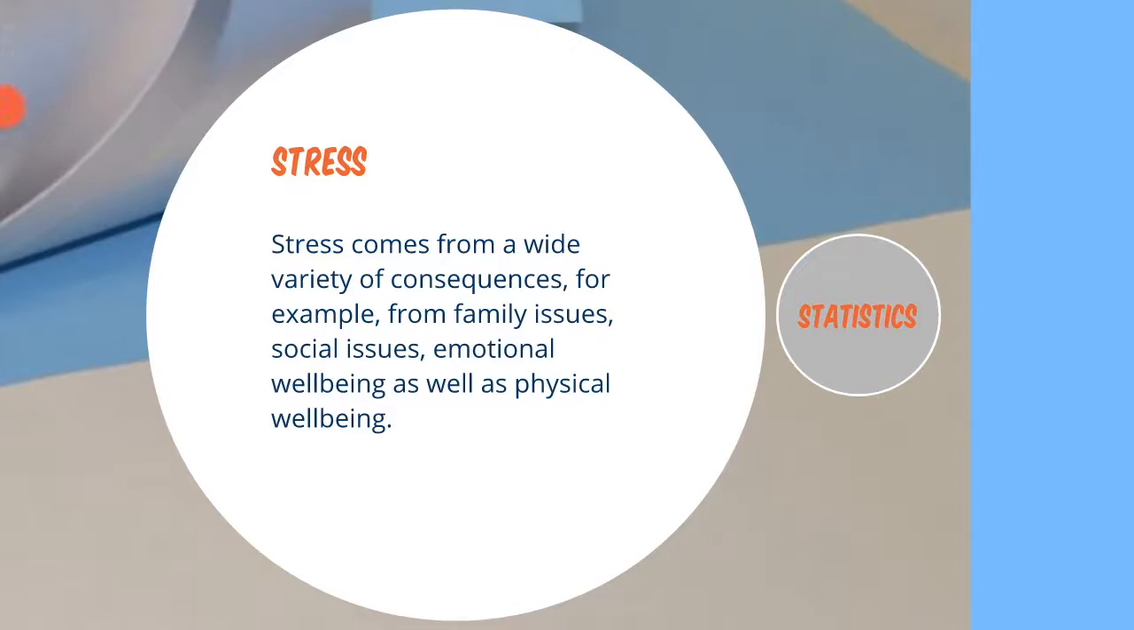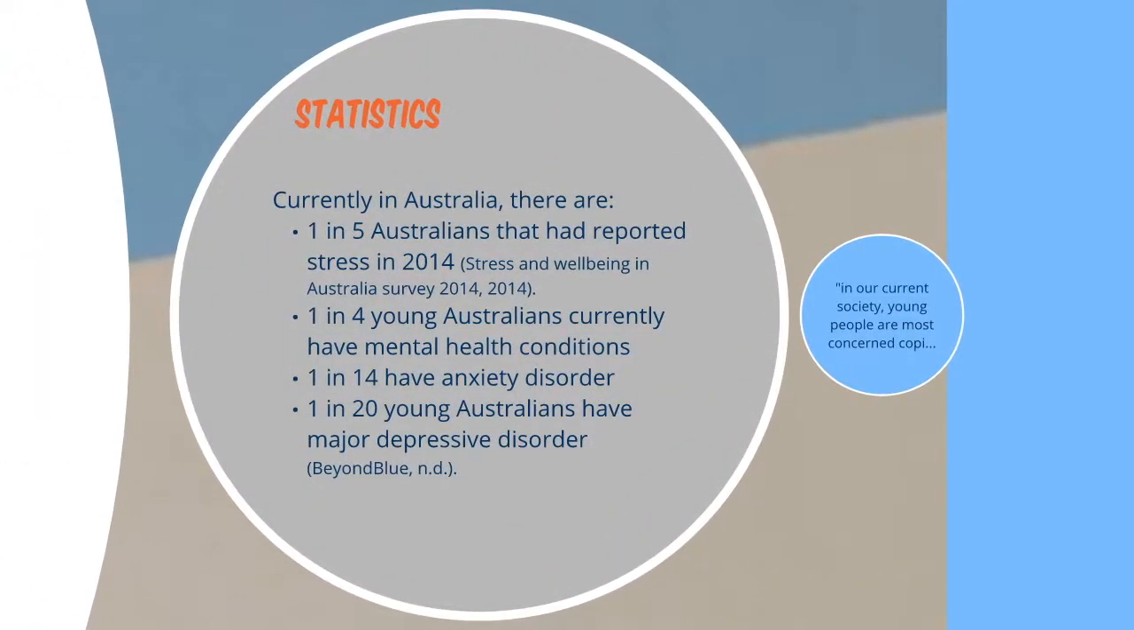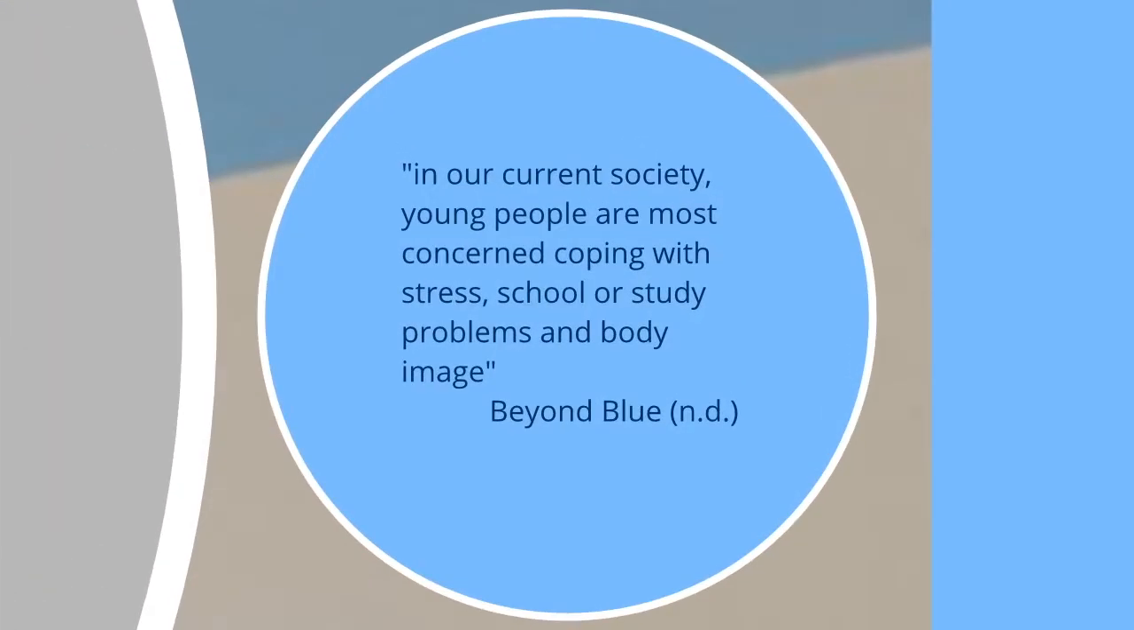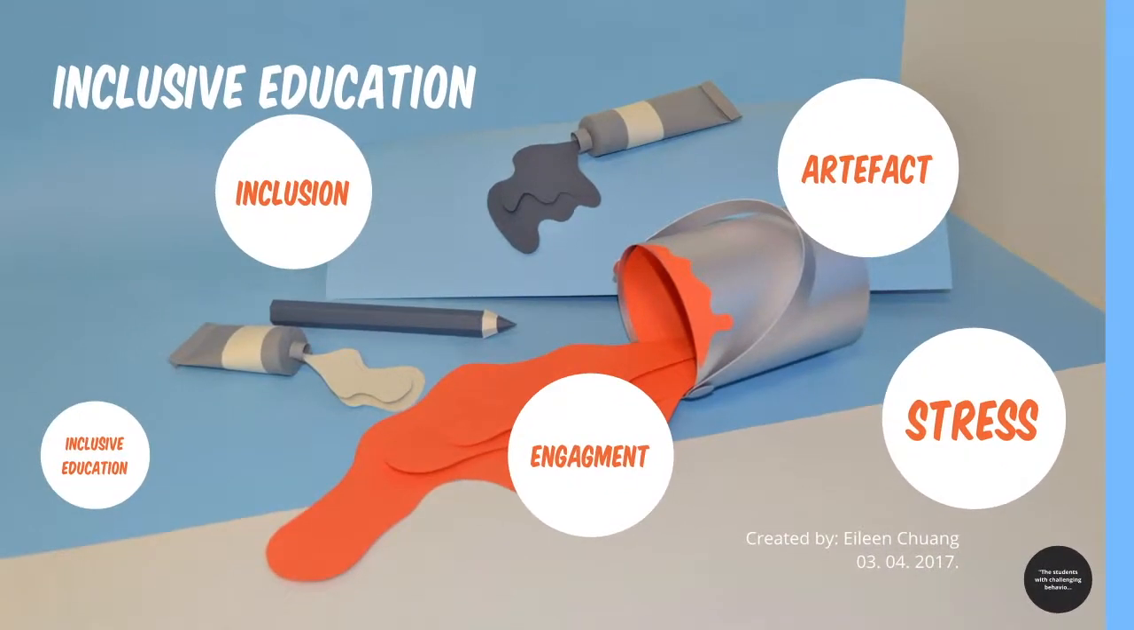Stress comes from a wide variety of causes, for example family issues, social issues, emotional well-being, as well as physical well-being. Currently in Australia, 1 in 5 Australians reported stress in 2014. However, 1 in 4 young Australians currently have mental health conditions, 1 in 14 have an anxiety disorder, and 1 in 20 young Australians have major depressive disorder. Beyond Blue has stated that in our current society, young people are most concerned about coping with stress, school or study problems, and body image. Therefore, as part of the student supportive network, the parents as well as the teachers need to cooperate and assist the child when possible.